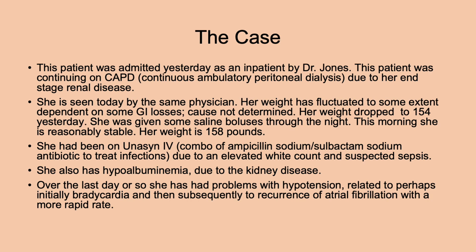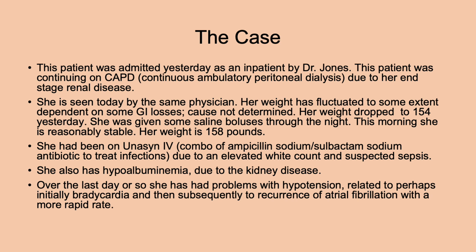So this patient was admitted yesterday as an inpatient by Dr. Jones. This patient was continuing on continuous ambulatory peritoneal dialysis due to her end-stage renal disease. She's seen today by the same physician. Her weight has fluctuated to some extent dependent on some GI losses, cause not determined. Her weight dropped to 154 yesterday. She was given some saline boluses through the night, and this morning she's reasonably stable. Her weight is up to 158.